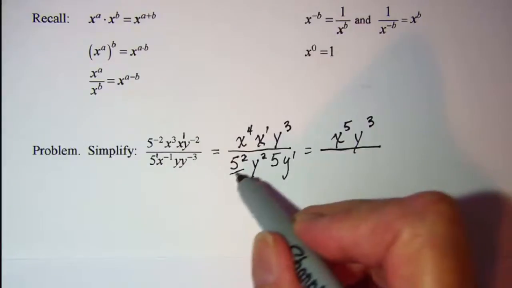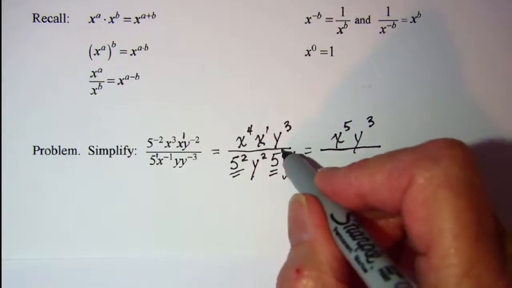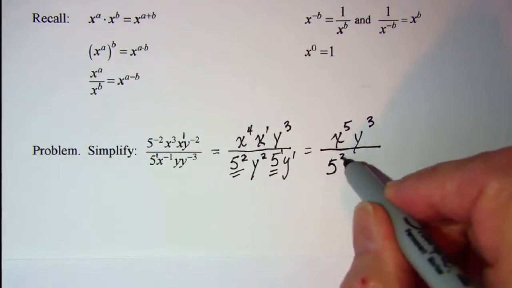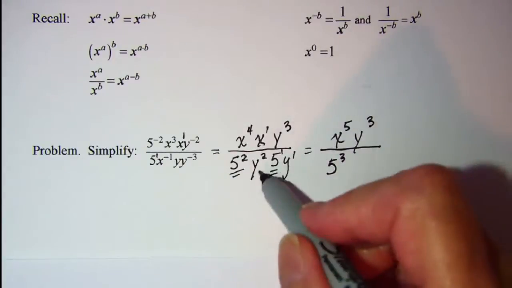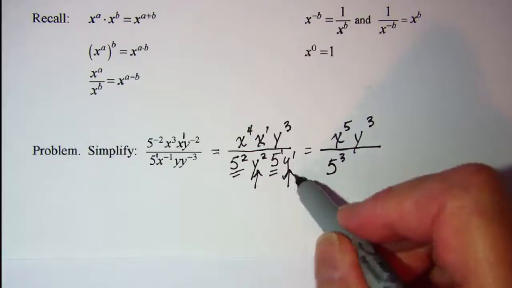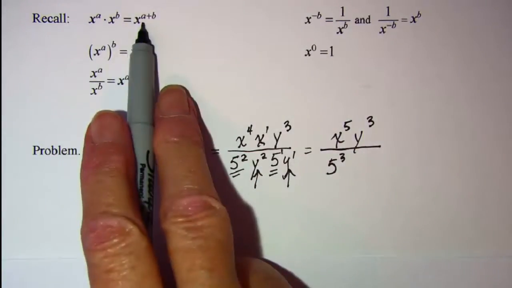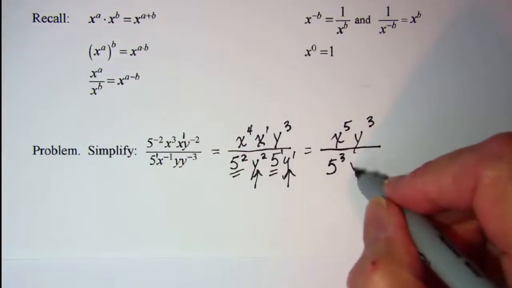Now this 5 to the second power and this 5 to the first power, that's the same as 5 to the third power. And then this y squared and this y to the first, I can add those exponents using that rule, and that becomes y to the third power.